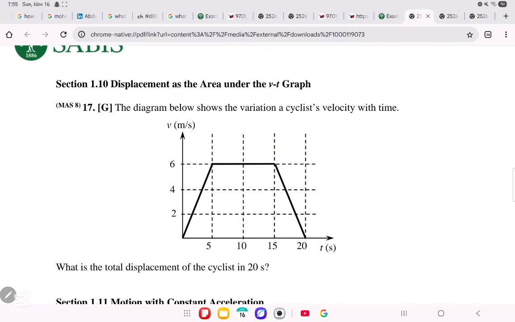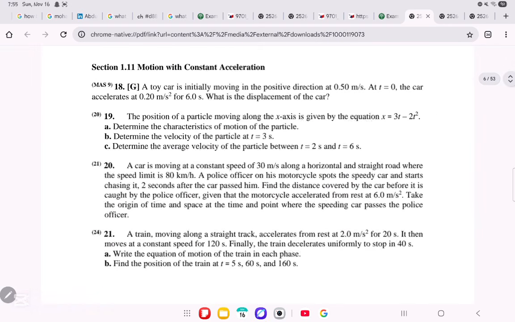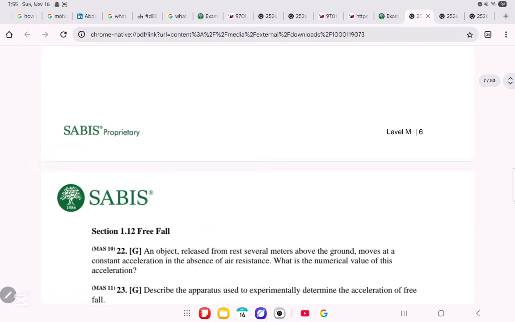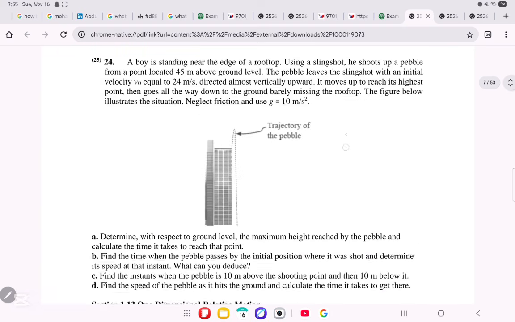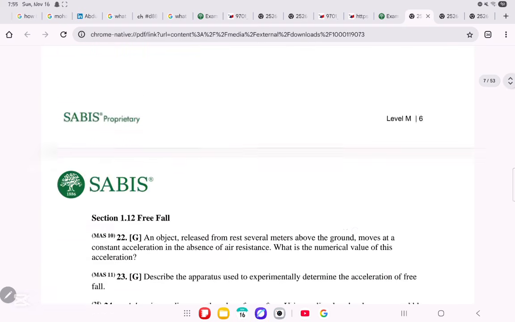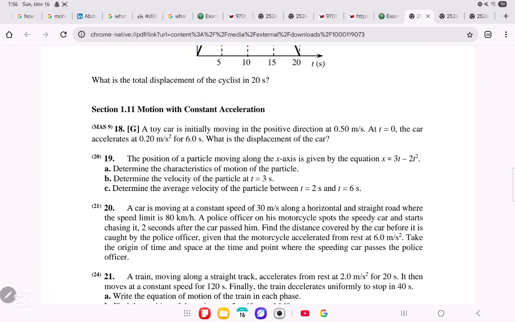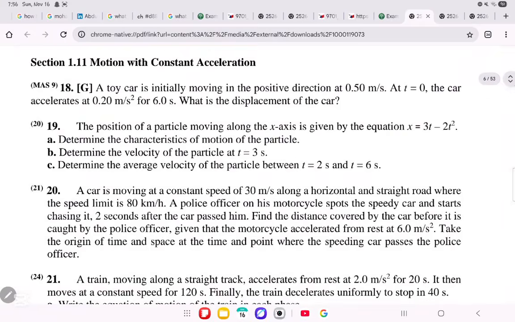We move on to section 1.11. So 18, 19, 20, 21. And then free fall 22, 23, 24. And then we finish. Good job. So we reached motion with a constant acceleration, 18 grid. A toy car is initially moving in the positive direction at 0.50 meters per second. At time 0, the car accelerates at 0.20 meters per second squared for 6 seconds. What's the displacement of the car?